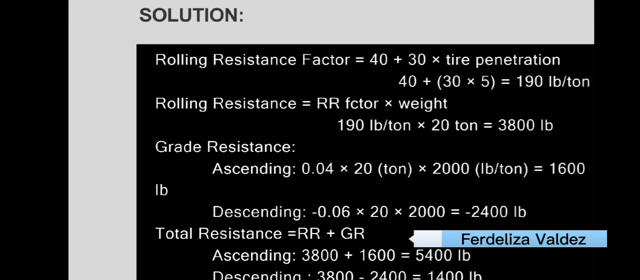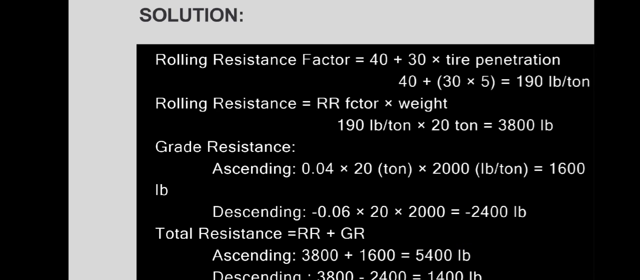Solution: rolling resistance factor equals 40 plus 30 times tire penetration. So 40 and 30 are constants if you are moving on asphalt. So 40 plus 30 times 5 equals 190 pounds per ton. To get rolling resistance, multiply the rolling resistance factor times weight. So 190 pounds per ton times 20 tons equals 3,800 pounds.